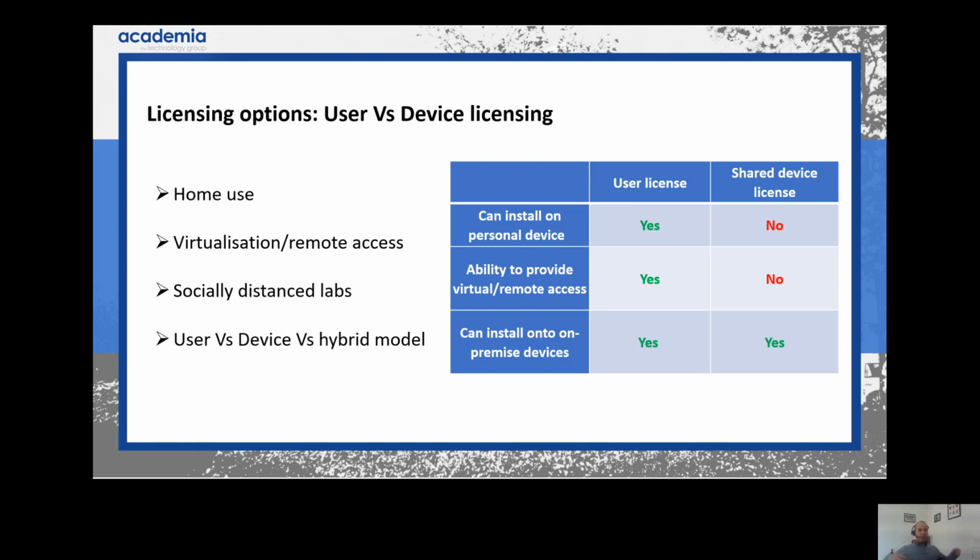So fundamentally here, a user-based license is far more effective. A student or any licensed users can access it on a personal device. They can access it on any on-premise machine, and you can deliver it via a virtual delivery mechanism or through remote access. Device licenses anybody can use, but only if they're at that licensed machine and physically on-premise.